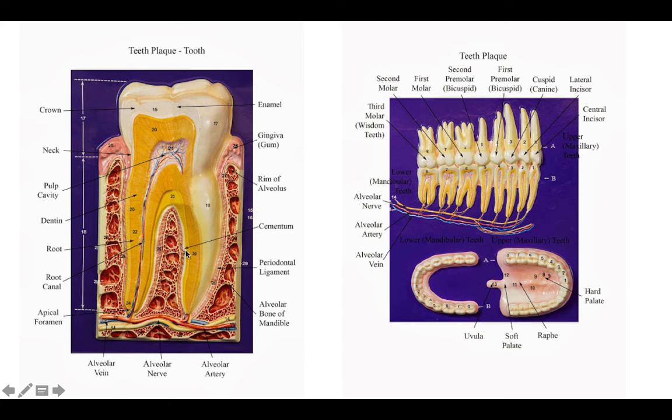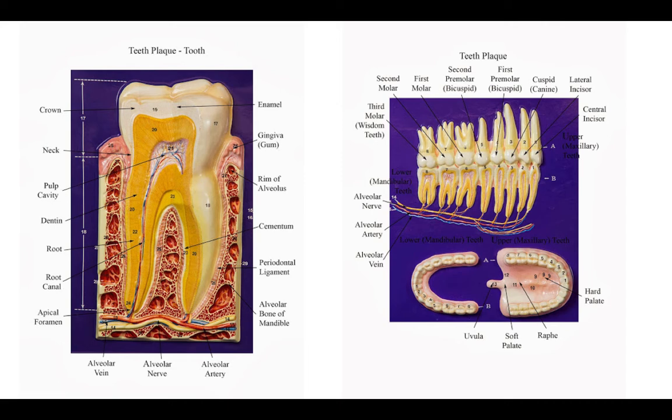I like to say the cementum cements the tooth to the periodontal ligament. So it cements the dentin to the periodontal ligament. Okay, so hopefully that will help you with what the cementum is. Here's all the cementum here. Number 23 is the cementum.